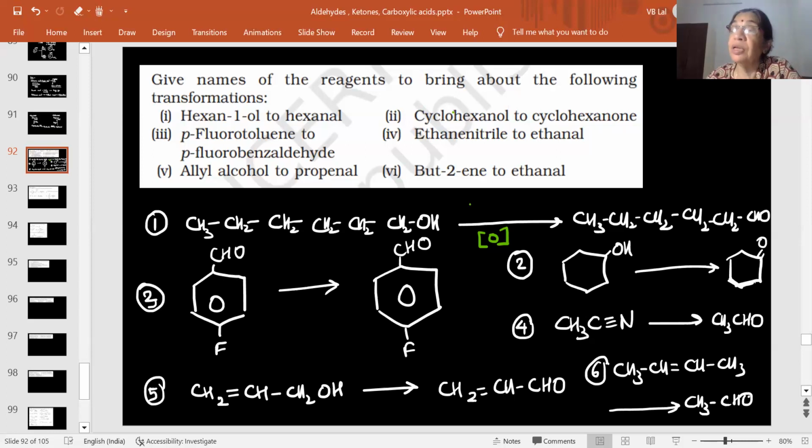See, if I take Cr2O7 and H plus, I will not get only aldehyde, I will also get the acid. So which is the one which I can use? PCC. What will PCC do? It will make only aldehyde and not the acid, right? So to prevent further oxidation, I can use PCC. Then here, this is a mistake. This has to be CH3.